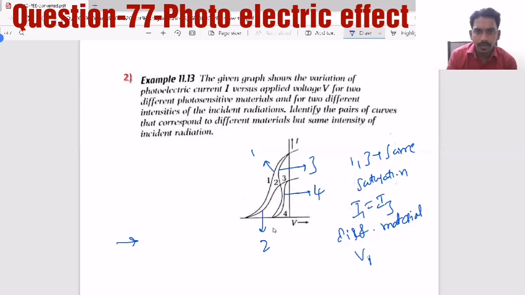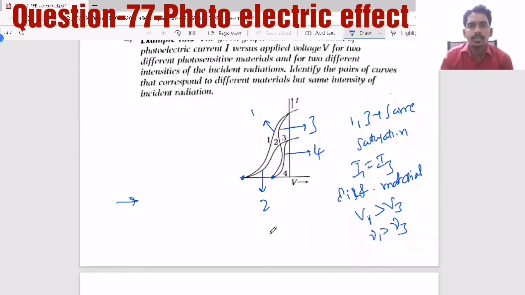stopping potentials are different. See, this is the stopping potential for 3, this is the stopping potential for 1. V1 is greater than V3, so that nu1 is greater than nu3. Now we have to identify the pair of curves corresponding to different material but same intensity. So this is the answer. Their saturation is same, what can you conclude? They are having same current.